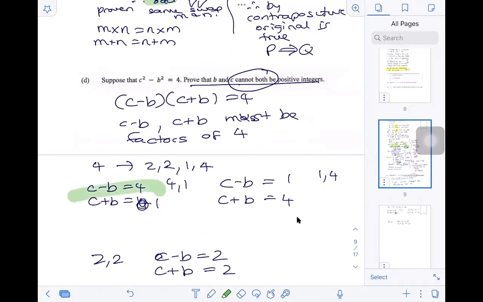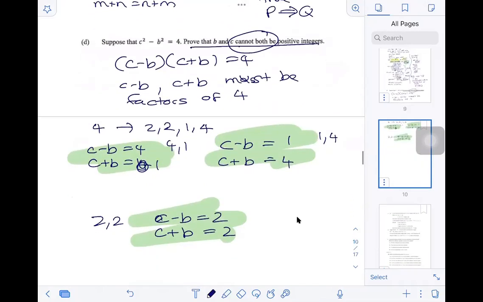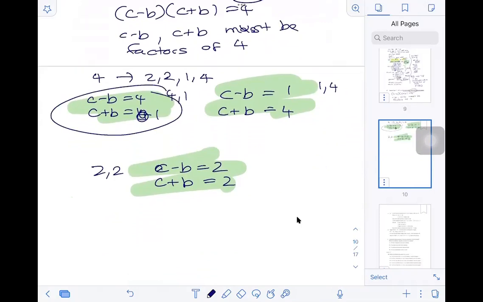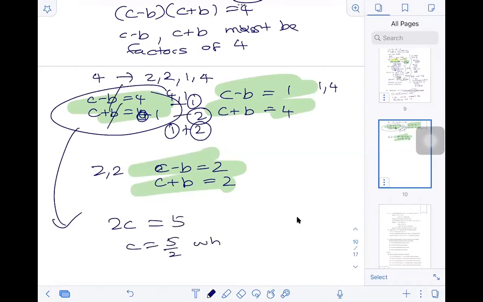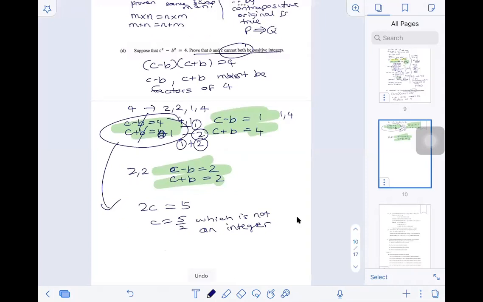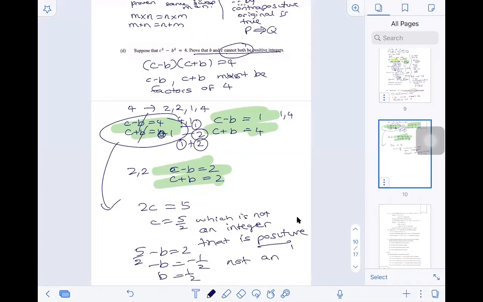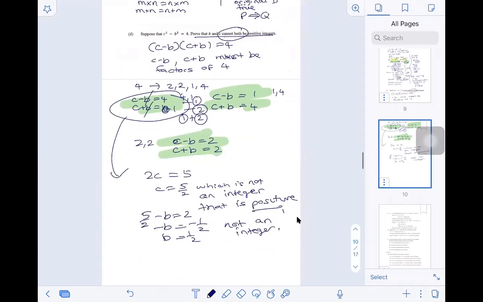Now if one of these fails and doesn't work, then this statement isn't true. So I'll just take the first one there. Let's add them together. If you did 1 plus 2 of that, you'll end up with 2C, and the B's will cancel, so 2C equals 5, C equals 5 on 2, which is not an integer. So therefore it proves that it cannot be a positive integer. If you took this C and put it back in there, you get 5 on 2 minus B is 2, so minus B equals minus a half, B equals a half. So that is also not an integer. So therefore it also does not work.